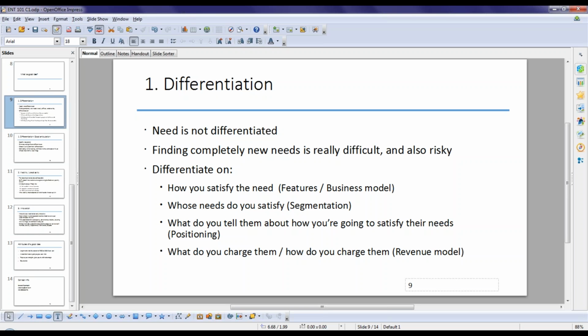So you can think about existing ideas and see how you can differentiate that. How you satisfy the need is one of those options. Another option is the segmentation. That is, whose needs do you satisfy?